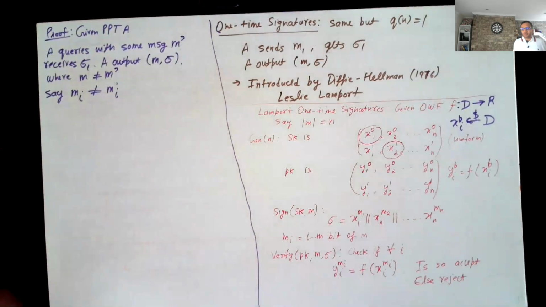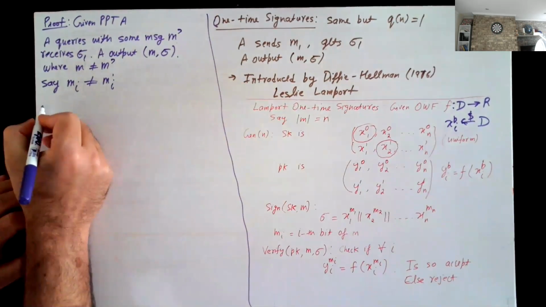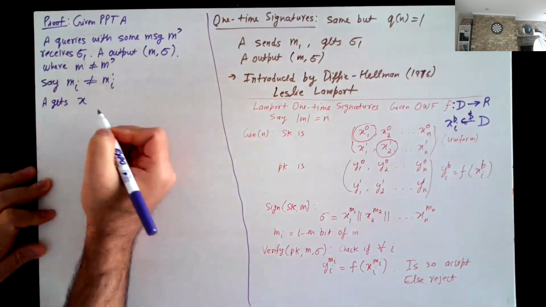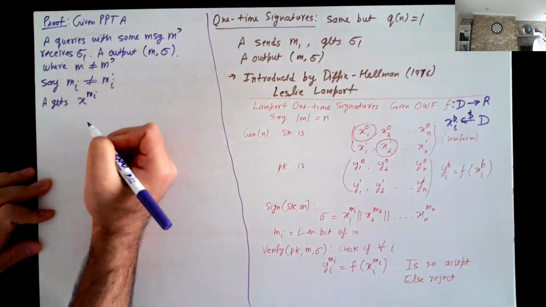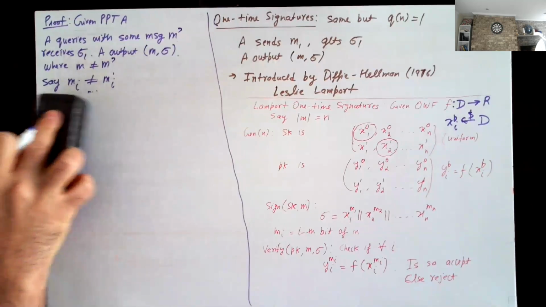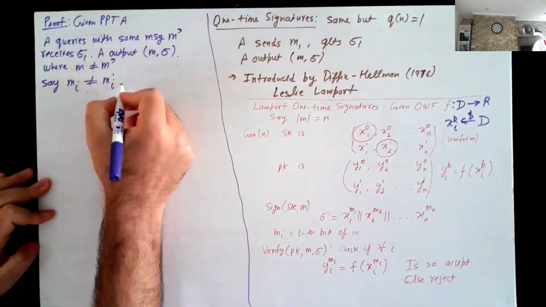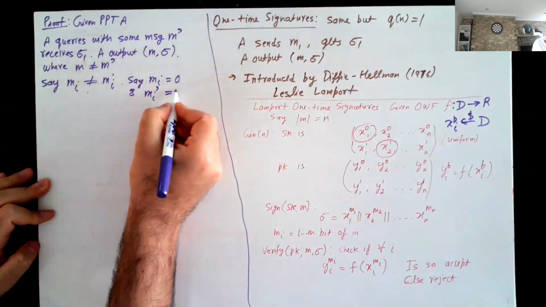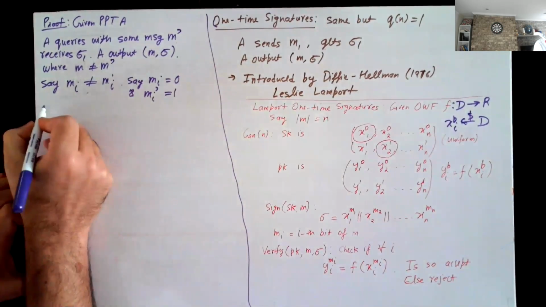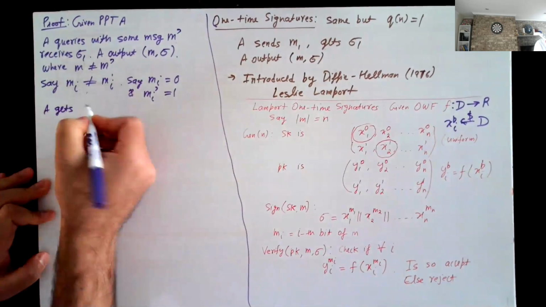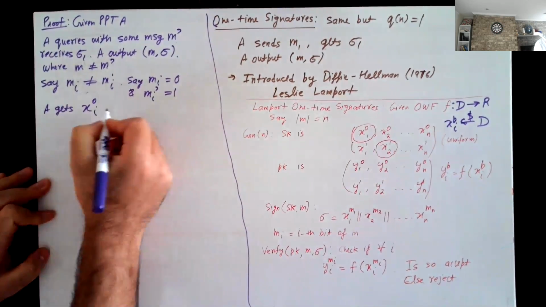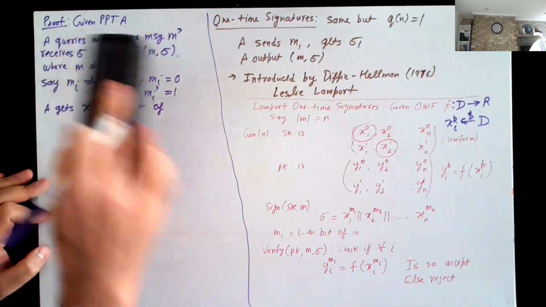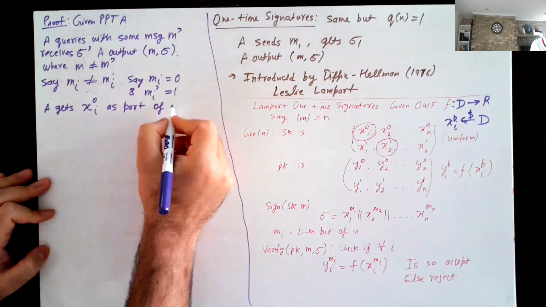Then let's look at the intuition first before going into the formal proof. Then what does A get? A gets X of Mi. And by the way, for simplicity, let's even say that Mi was 0 and Mi prime was 1. You can do the other case in the same way. Then A gets Xi of 0 as part of the signature, call it sigma prime.